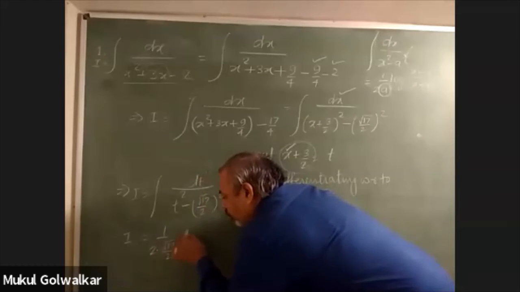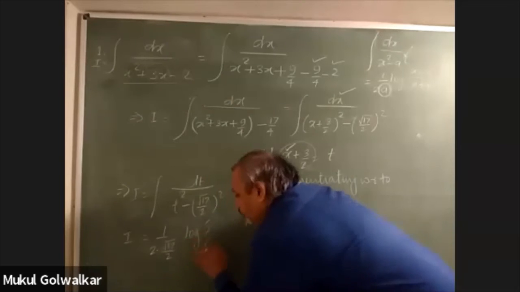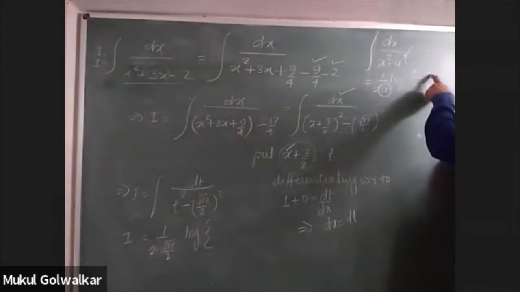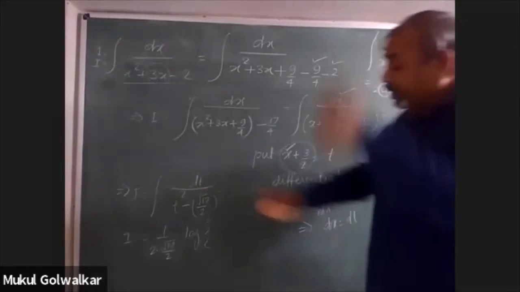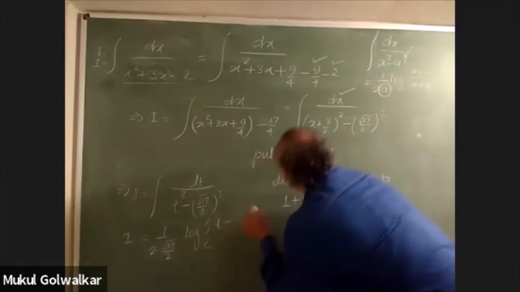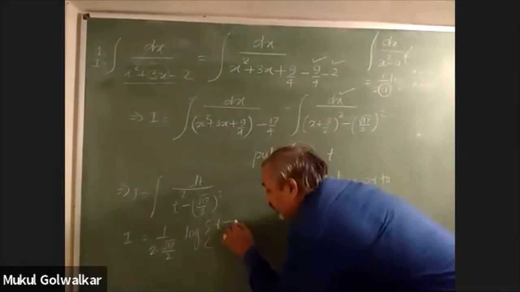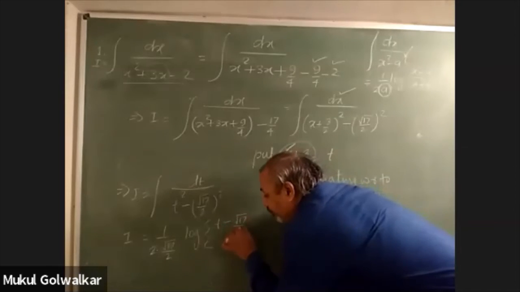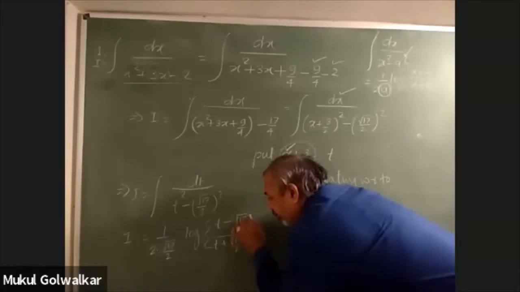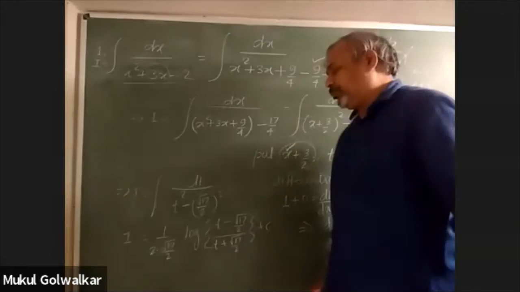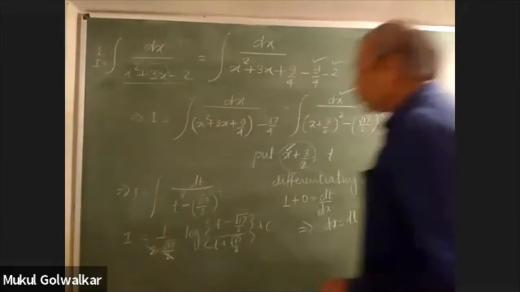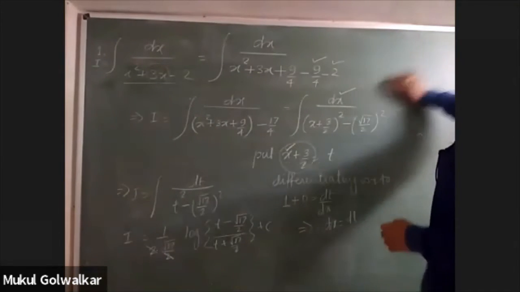Okay, 1 upon 2a into log of, here we write x minus a upon x plus a. So here the variable is t, so we shall be writing this in the form of t minus a. So t minus root 17 upon 2 divided by t plus root 17 upon 2 plus c. Correct? And further simplification is not a difficult task. So I am simplifying that further for you.